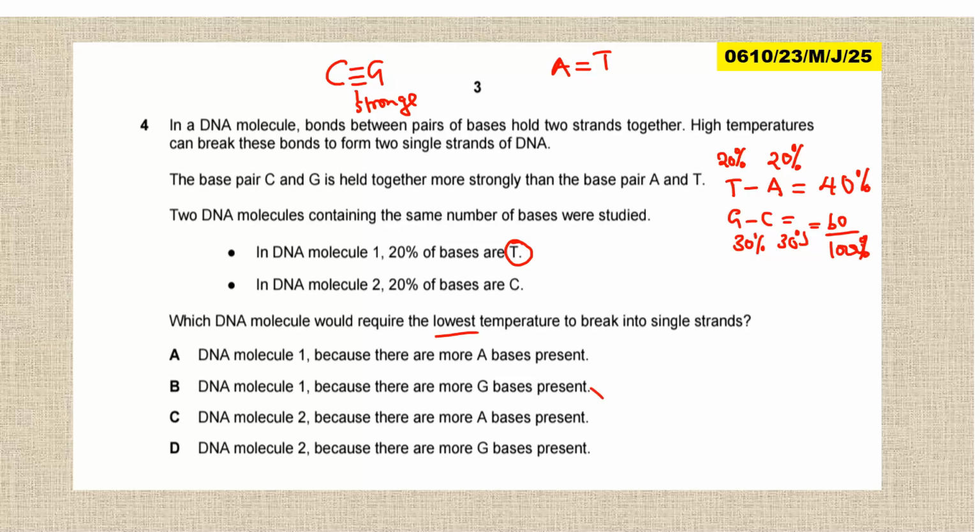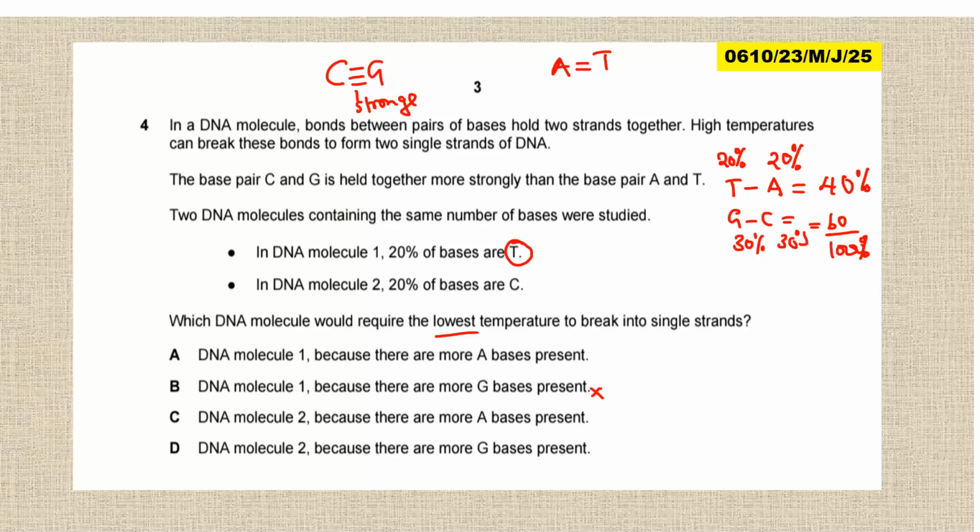So this one is different. The more G pairs there are, the more heat is required. Now see, DNA molecule 2, because there are more A bases. Do we have more A bases? Which one will require more heat? DNA A has more of, no, it's supposed to be DNA 2.